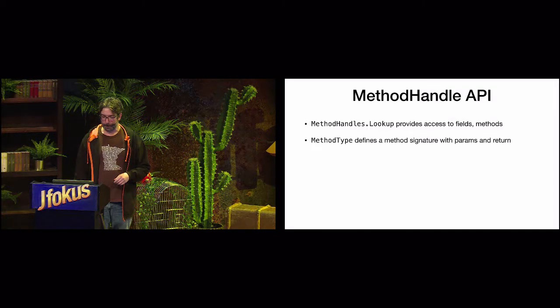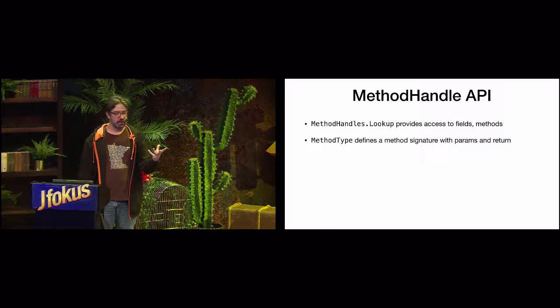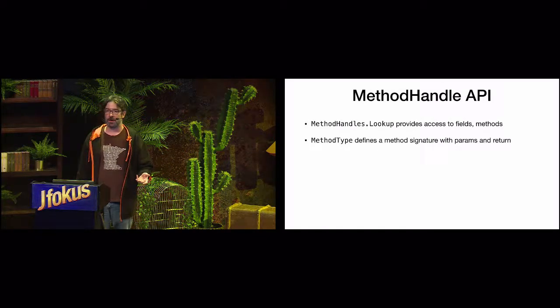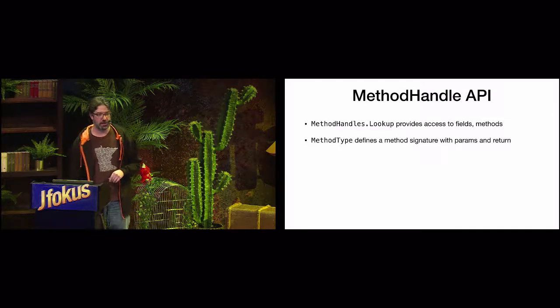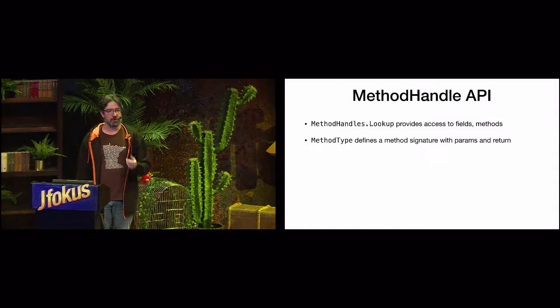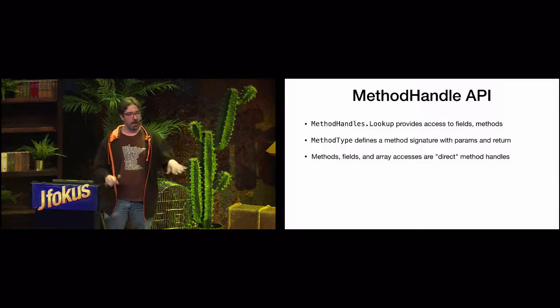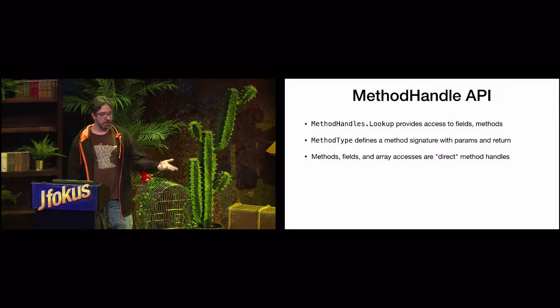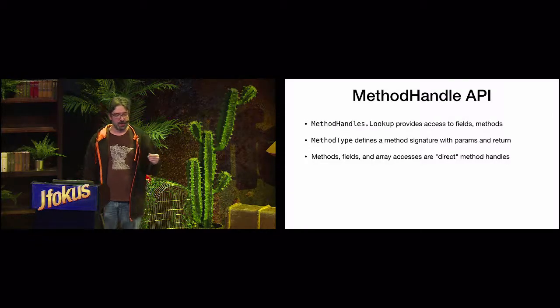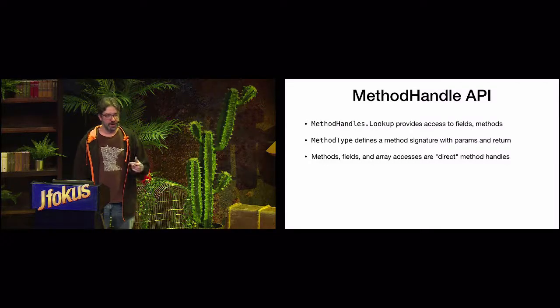A method type is basically just a representation of a method's return value and the argument types that it would take. So whereas in reflection, you would just pass a list of classes to get method, for example, in this case, you create a method type, and you pass that into the lookup, and it will go find the method for you. And then you can pull out of the lookup object method pointers, field pointers, and array pointers. So we now essentially have something like reflection, a little callable object that represents calling a method or reading and writing fields and array elements.